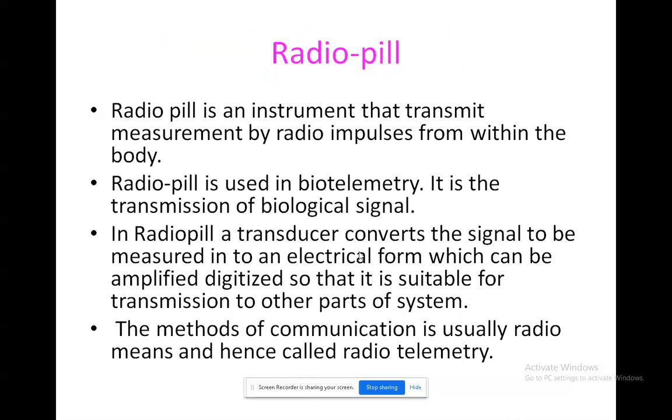So radio pill is an instrument that is going to transmit or measure by using radio impulses. By sending the radio impulse signal to the body, you will be receiving or collecting the data from the body through the biosignals. Okay, that is said to be radio pill. Radio pill is used in biotelemetry.